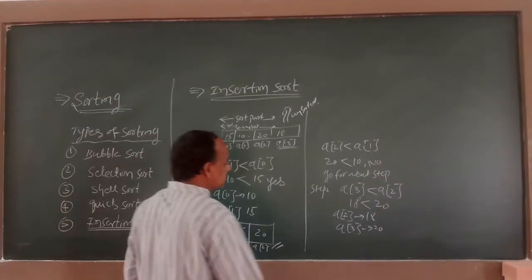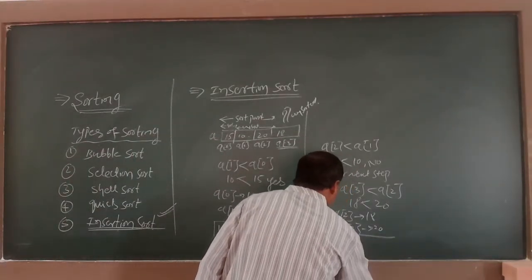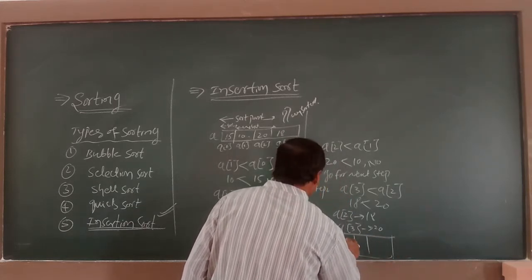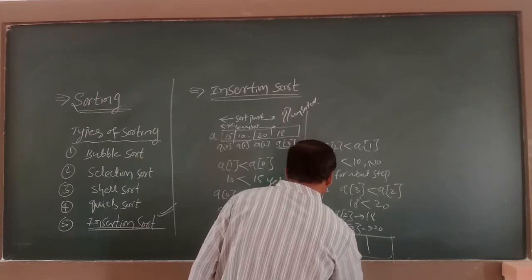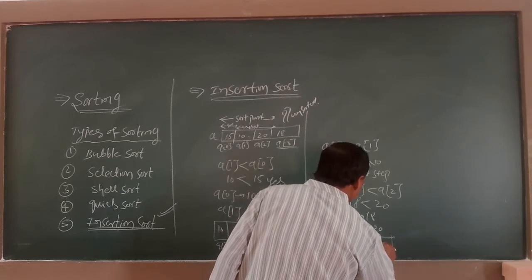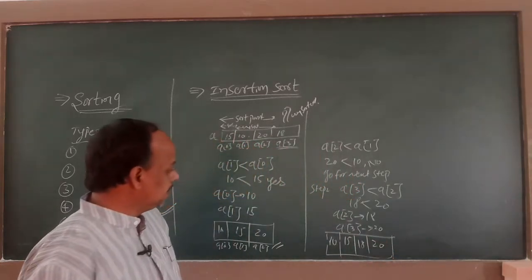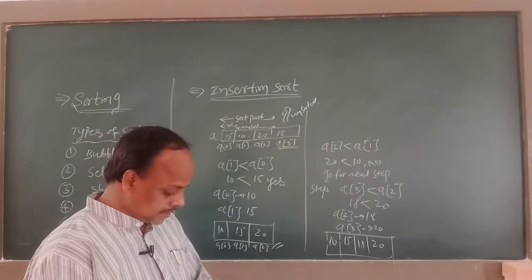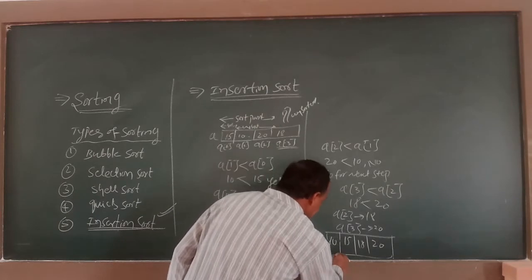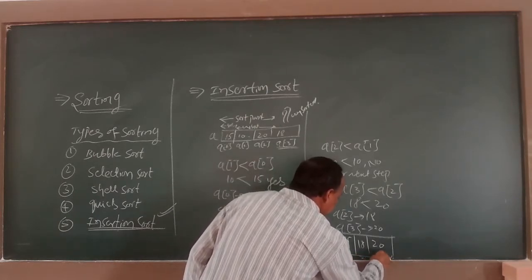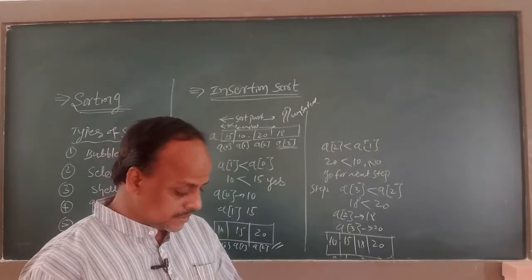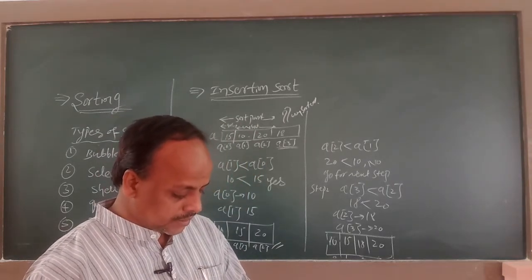So what happens? We get 10, 15, 18, 20. So this is positions 0, 1, 2, 3. Like this, we have to sort elements.